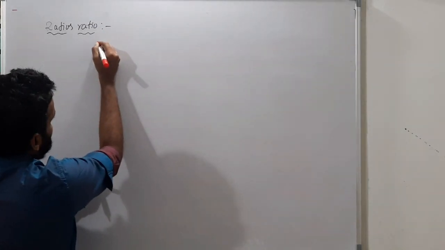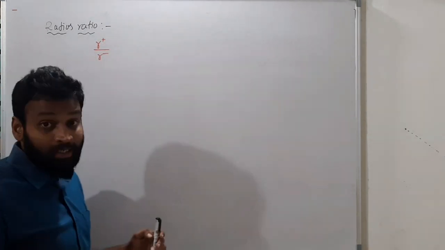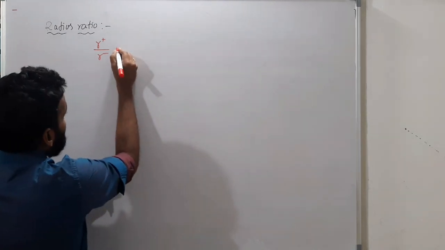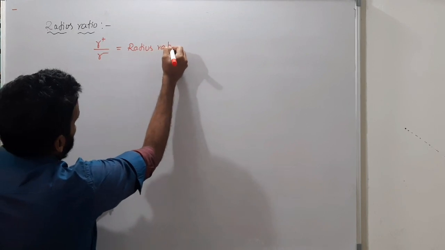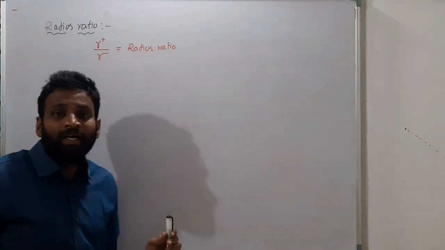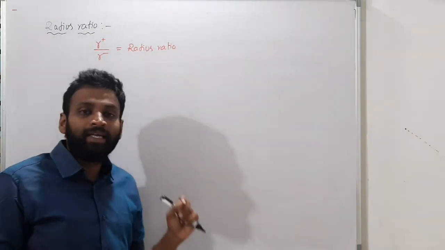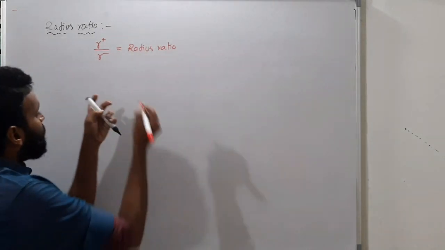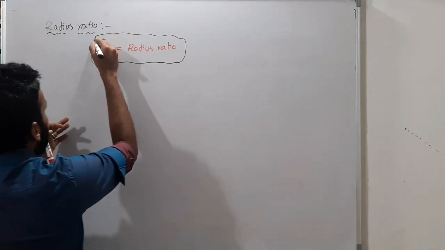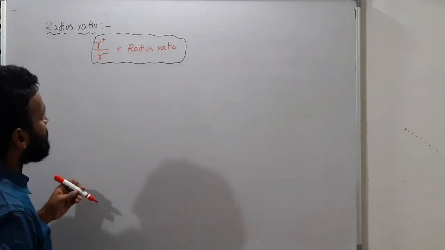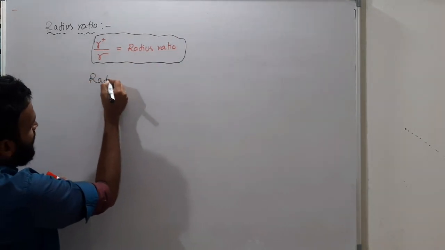So radius ratio is nothing but a ratio of r plus by r minus. r plus by r minus is called radius ratio. It is the ratio of the radius of cation to the radius of anion. That is what we call radius ratio, r plus by r minus. What is r plus by r minus? Radius ratio.